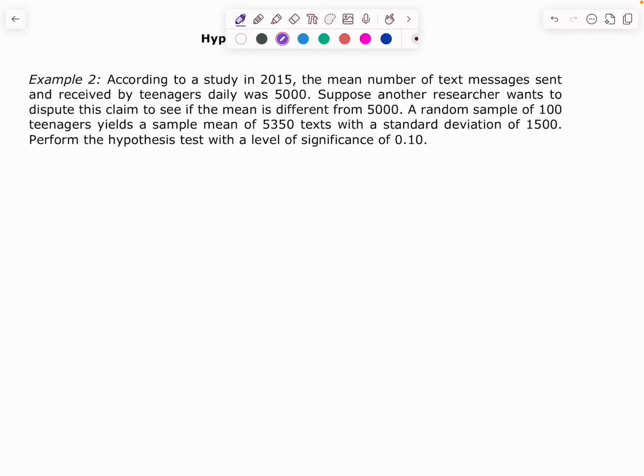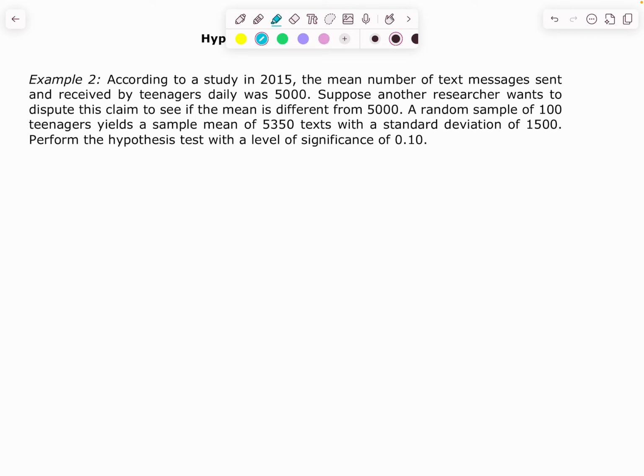Let's do another example of a hypothesis test for means. According to a study in 2015, the mean number of text messages sent and received by teenagers daily was 5,000. Suppose another researcher wants to dispute this claim to see if the mean is different from 5,000. A random sample of 100 teenagers yields a sample mean of 5,350 texts with a standard deviation of 1,500. Perform the hypothesis test with a level of significance of 0.1.